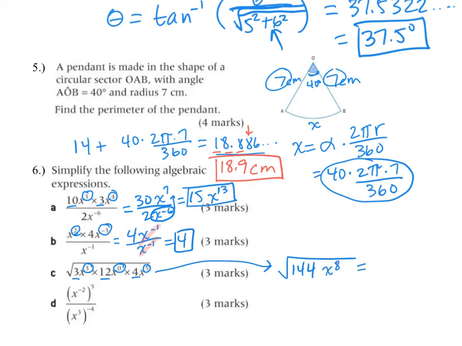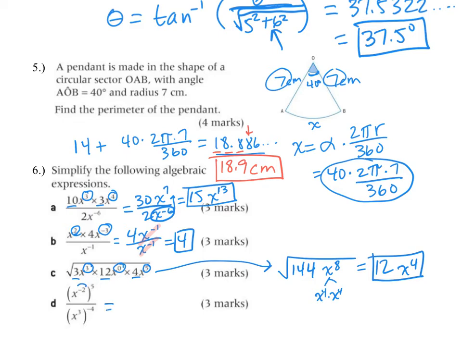Now to take the square root of that, the square root of 144 is 12, and then since x to the 8th is x to the 4th times x to the 4th, the square root of x to the 8th is x to the 4th. Final answer. And then letter D, let's see, let's simplify that numerator.